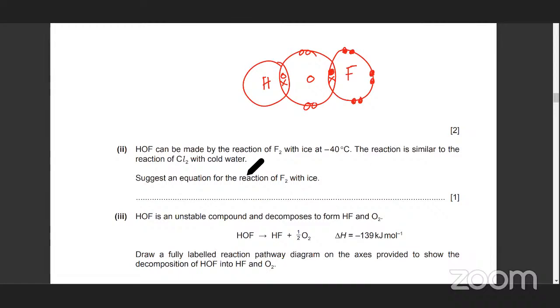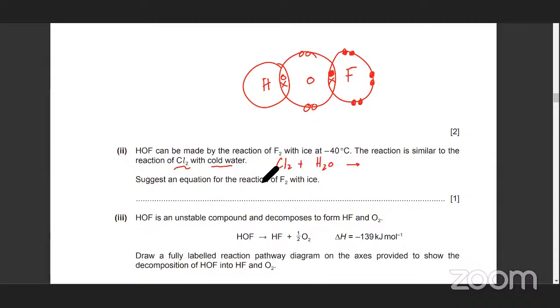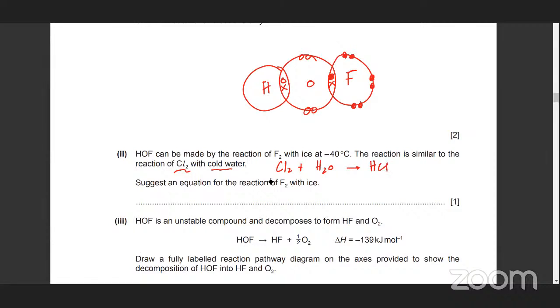Then you have HOF can be made by the reaction of F2 with ice. The reaction is similar to the reaction of Cl2 with cold water. Suggest an equation for the reaction of F2 with ice. Now, it's similar to the reaction with cold water, so that's the reaction we're looking for. What happens in the reaction with cold water? We need to know what happens with Cl2. If you add it to water, it forms two things: one is HCl, the other one is HOCl. So you're going to write the same reaction for fluorine: fluorine plus water produces HF, and the other thing that it's going to produce is HOF.